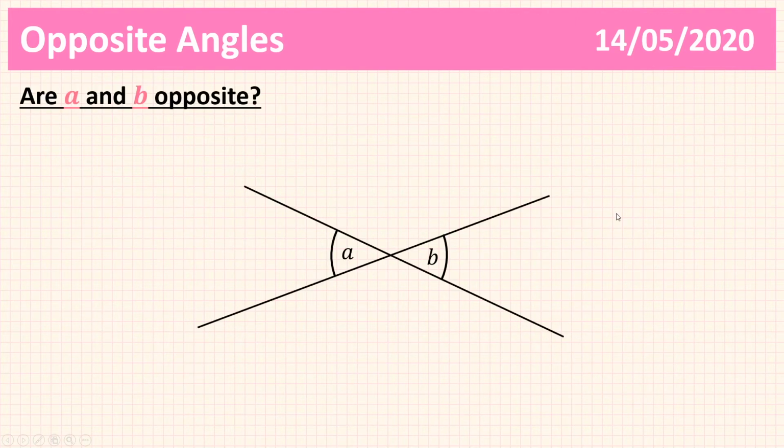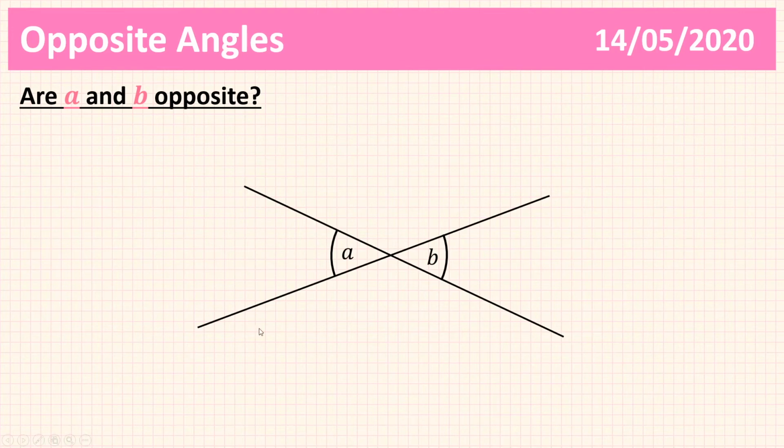So here's what we're going to do. We're going to look at some diagrams now and decide whether A and B are opposite. And if they are opposite, then we're going to say that they are equal, because we know from our angle fact that if we have two straight lines that intersect at one point, the opposite angles will be equal. So the first thing we need to decide is whether they are opposite, and then we need to decide whether they're equal. So let's have a look at this first one.